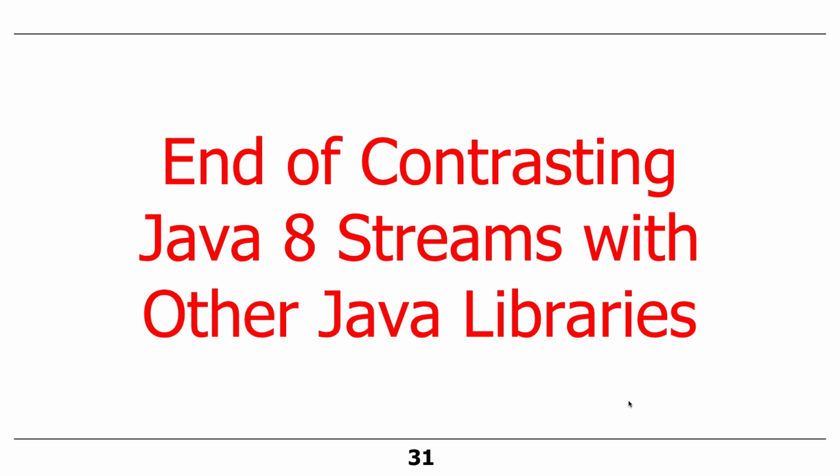OK, so that's the end of comparing and contrasting Java 8 streams with other things in Java, like I/O streams and collections and other stuff that you'd find in the Java class library.